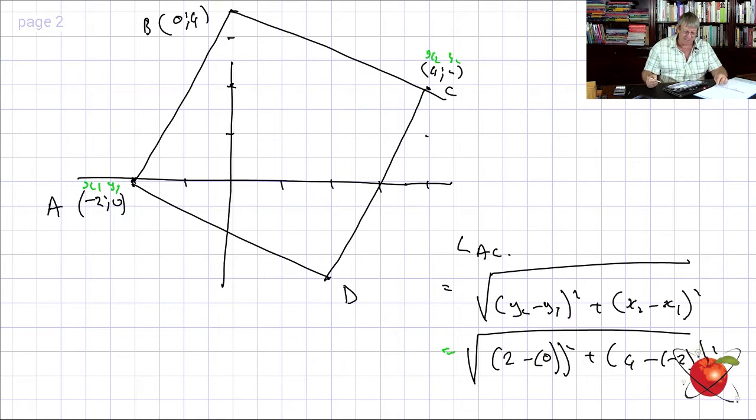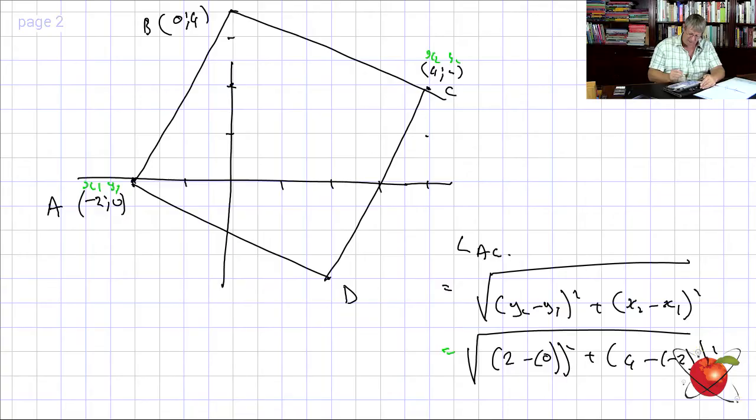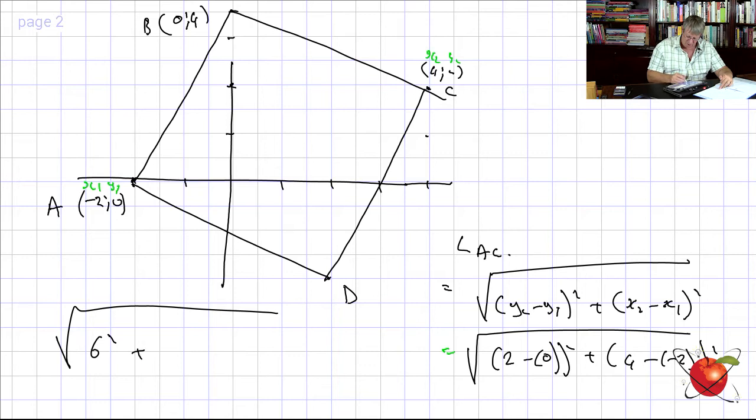Can you see what I did there? Please, can you see, because we're subtracting, there's a possibility of a minus. So input in brackets. When you've got a minus sign, put them in brackets, because this comes out to be the square root of 6 squared plus 2 squared, which is going to be the square root of 40.